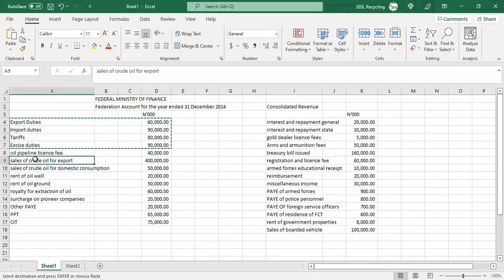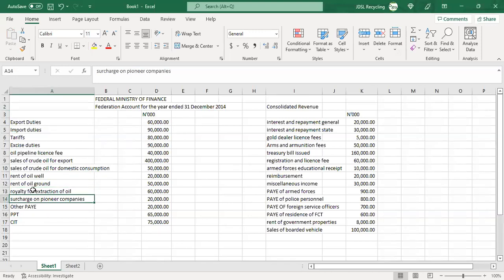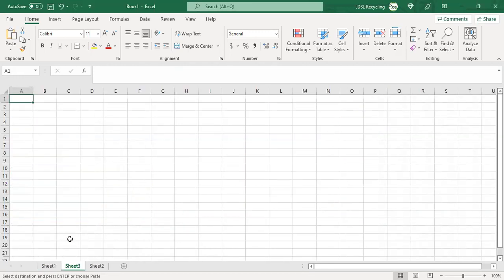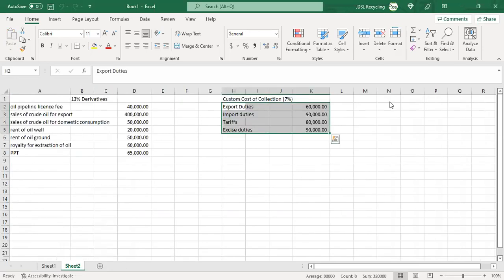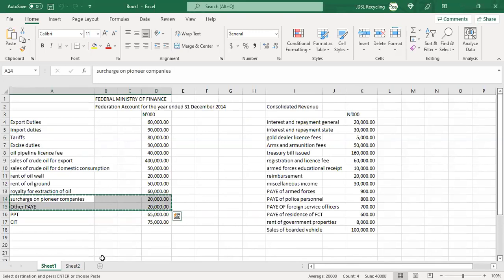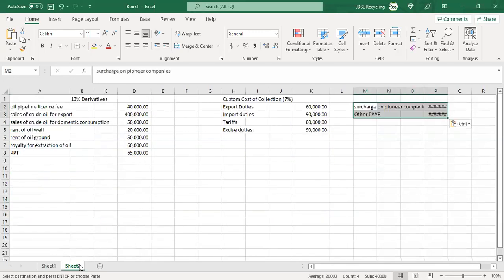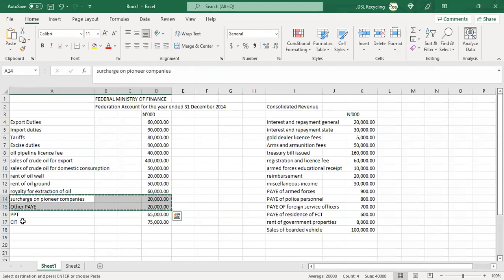Any other custom? Coin pipeline, surcharge, not custom. Other pay, not custom. PPT, not custom. CIT, not custom. Now, it's remaining there. FRS, right? Other fees. Are we together? Yes, we are. And we have CIT.